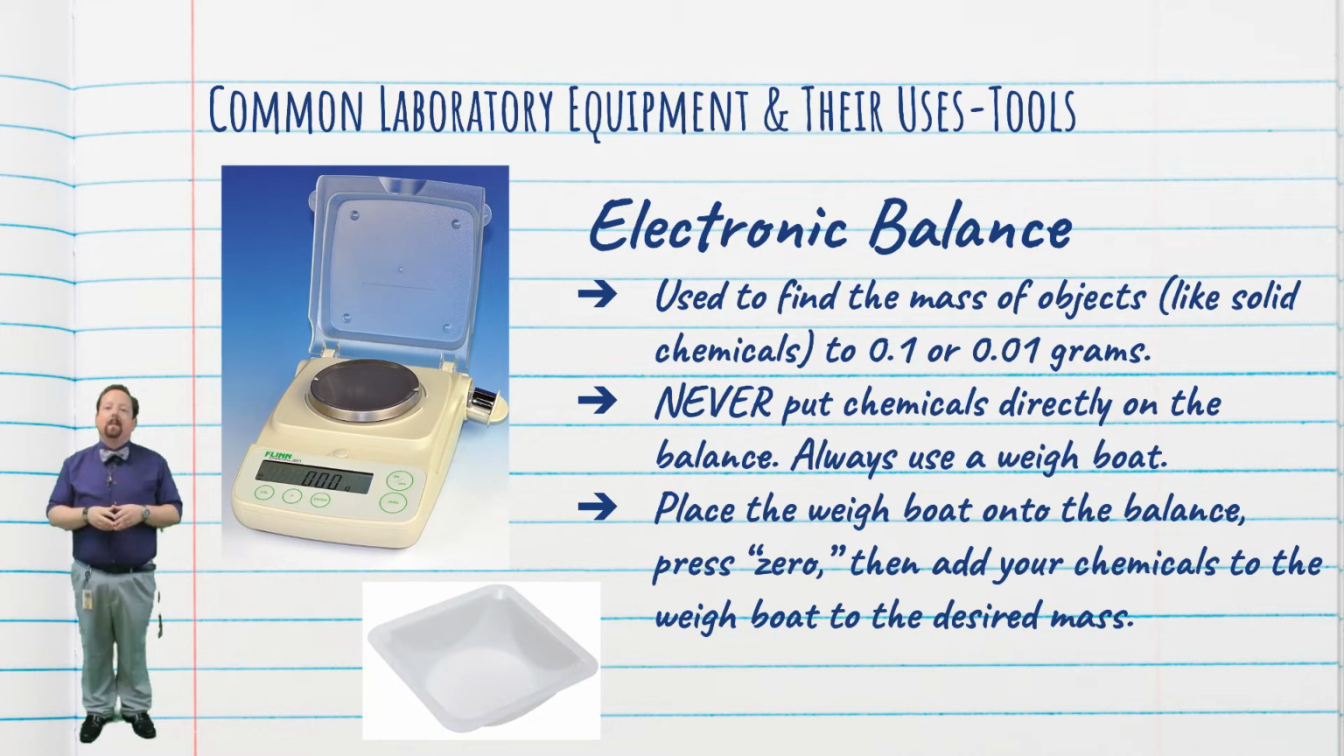An electronic balance helps us to take the mass of different things. We often use them to measure out masses of chemicals. You always need to place whatever you're trying to measure, especially liquids or powdery solids, in some other container and not directly on the electronic balance itself.